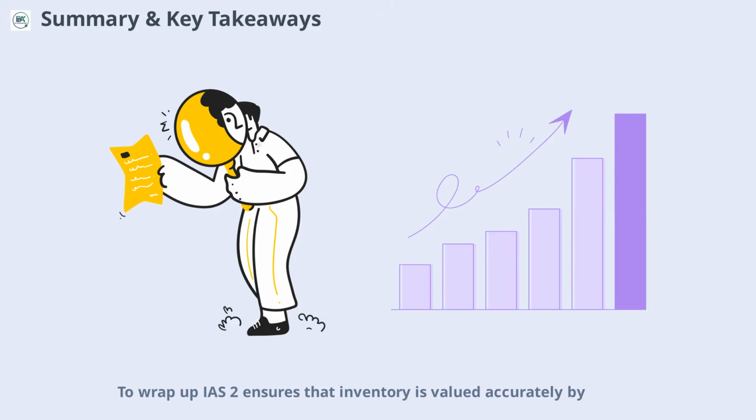Wrap up: IAS 2 ensures that inventory is valued accurately by including only relevant costs and applying consistent cost formulas. Remember, purchase and conversion costs are included, while abnormal waste, unrelated storage, and selling expenses are excluded. FIFO and weighted average are the main cost formulas allowed, with specific identification for unique items. LIFO is not permitted. Understanding these principles helps maintain transparency and reliability in your financial statements.